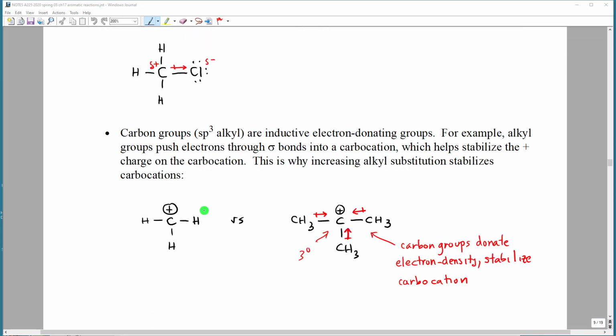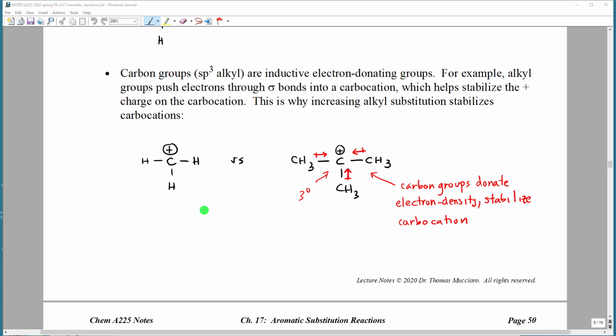Carbon groups, as I mentioned earlier, are really common inductive electron donating groups. So for example, if we compare a methyl carbocation to a t-butyl carbocation, what we see is that the t-butyl, because it has more carbon groups directly attached to the positive carbocation, is more stable. Those carbon groups are pushing electrons through the single bonds toward the central carbocation, and as a result, the carbocation is not missing as many electrons. It makes it happier, in other words, more stable. Tertiary carbocations are more stable than primary.